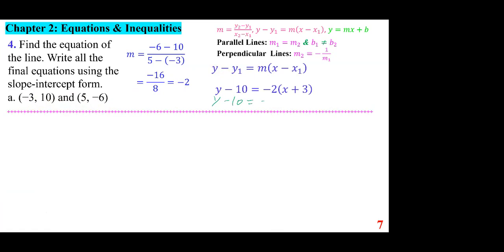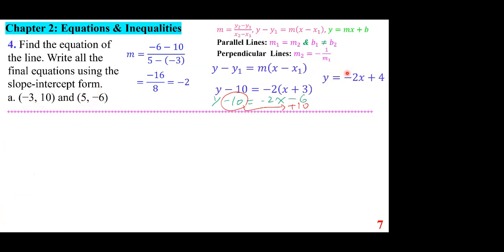Y minus 10 is negative 2x minus 6, and we are going to add 10 to both sides, resulting in y equals negative 2x plus 1. Now here's what I want you to do, because that's the beauty of math. You can check your work. How? This pair was used. This pair was not used.